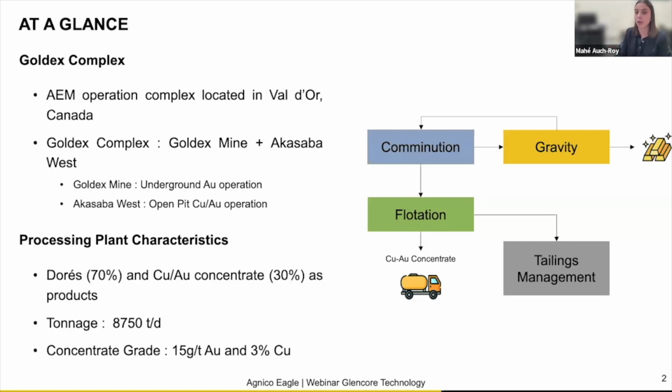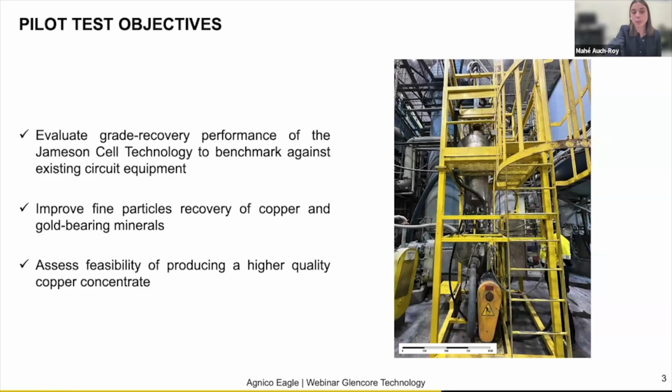And finally, of course, we also have a tailings management circuit. To give you some numbers of our plant, the plant processes around 8,750 tons per day, and the final concentrate has a grade of around 15 grams per ton gold and 3% copper. I know it seems very low for a copper concentrate, but it matches the very low feed grades that we have. Okay, so now, why we wanted to try the Jameson cell technology.